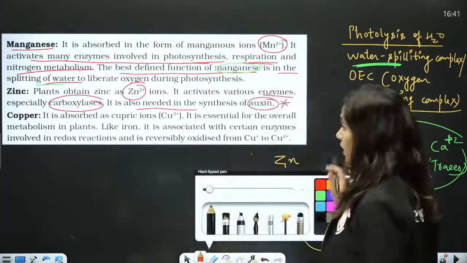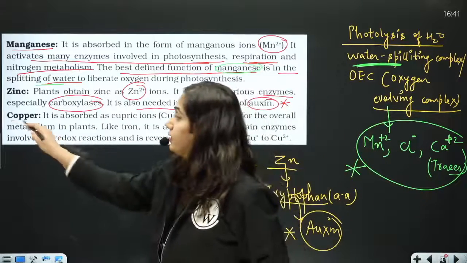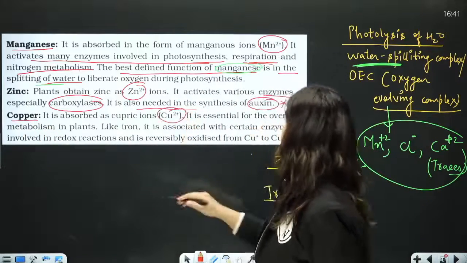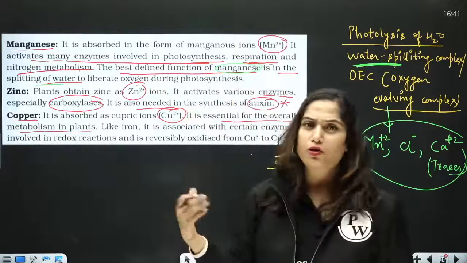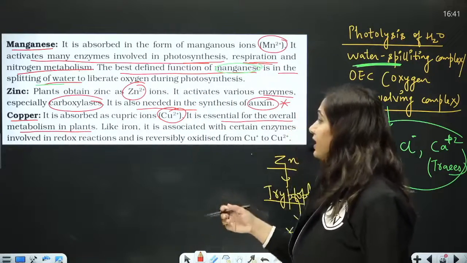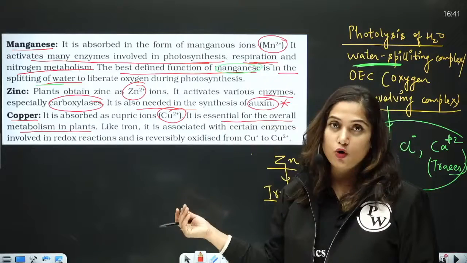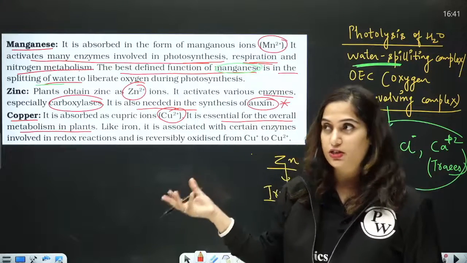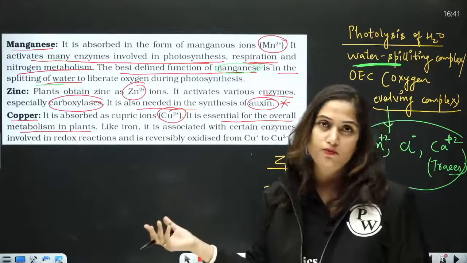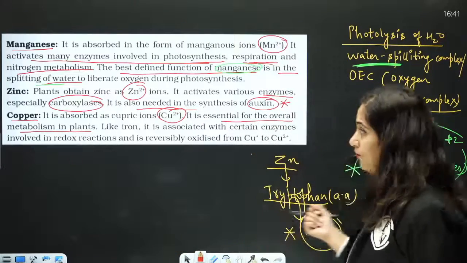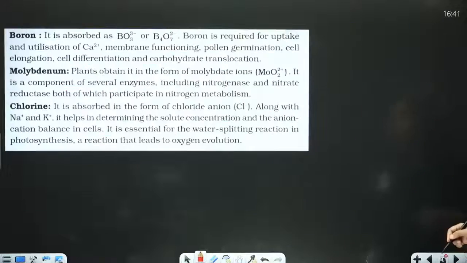Okay. Now copper. Copper is taken in the form of Cu2+ ions. It is essential for the overall metabolism in plants, for overall metabolic activities, and it is majorly involved in redox reactions because it changes from Cu+ to Cu2+ and back, so it is helpful in redox reactions. Okay.